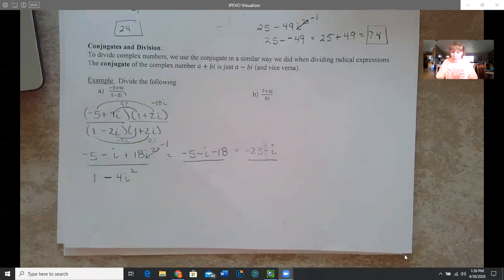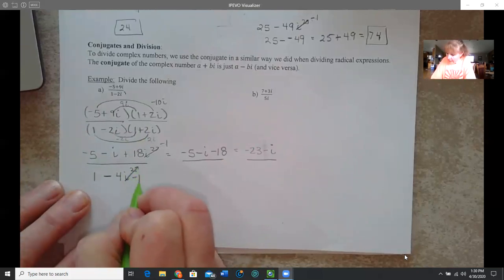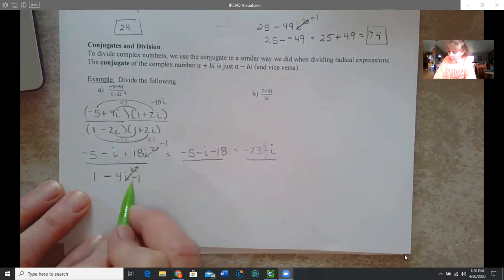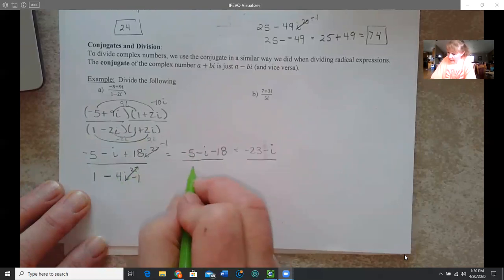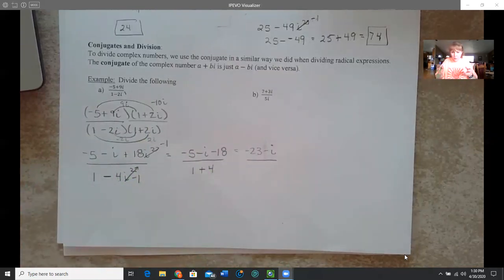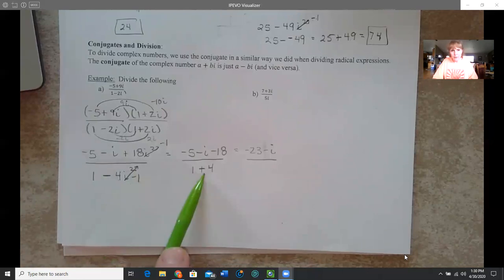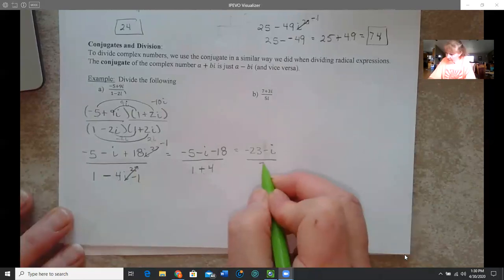Now a minus 4i squared is a negative 1. A negative 4 times a negative 1, when I multiply these, I'm going to get 1 plus 4. Okay, so 1 plus 4, because the i squared is a negative 1, so you multiply these and you get plus 4, which gives you 5.